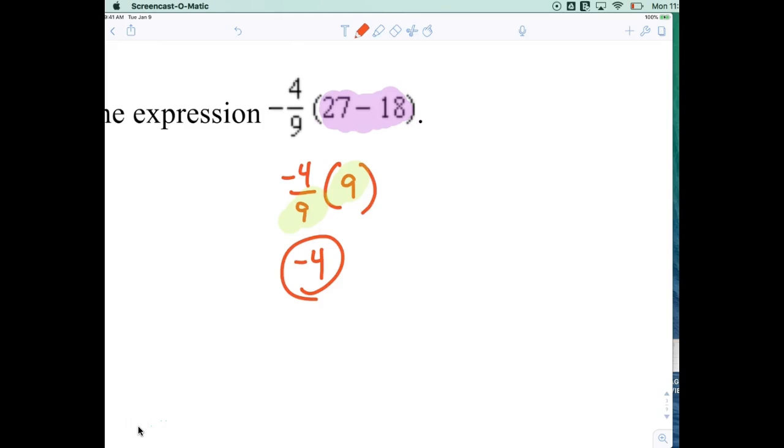So listen to me. Let's double check this now. What I want you to be able to tell me is what's 9 divided by 9? 1, right? And so then you would just have -4 times 1. All right?